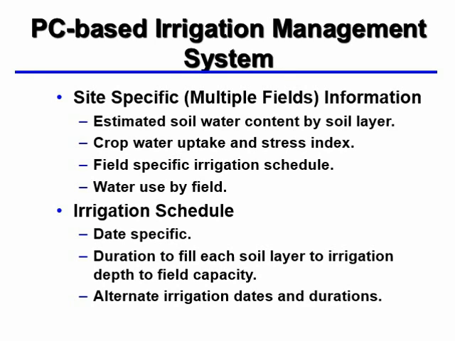Crop water uptake and stress index are calculated. Field-specific irrigation schedules are output, and then you can determine water use by each field. The irrigation scheduling gives you a date that you should irrigate. It actually gives you an amount for 3 days.